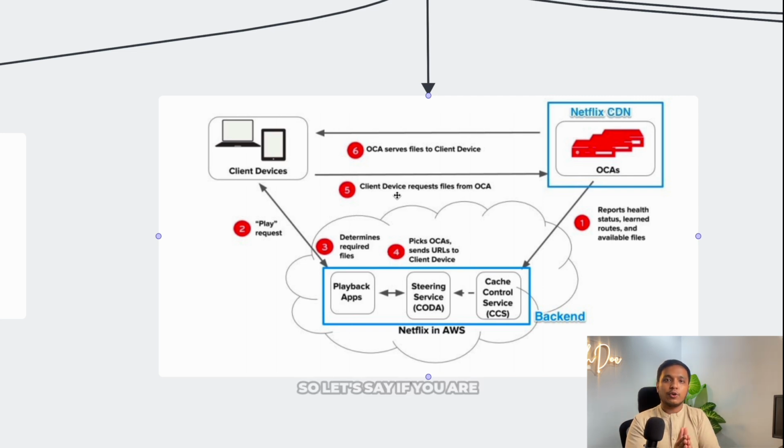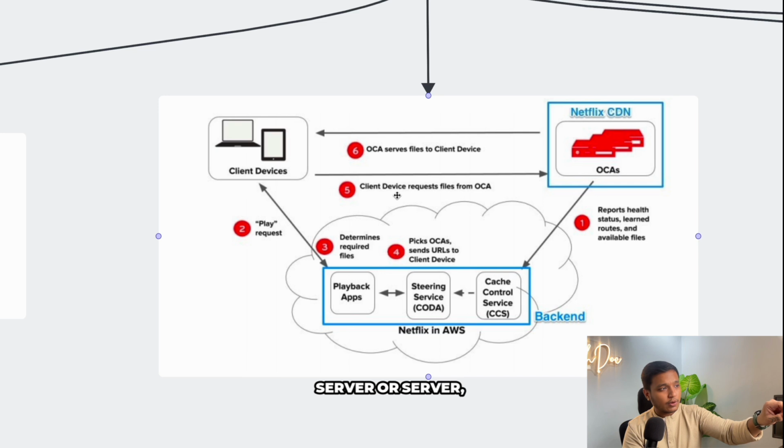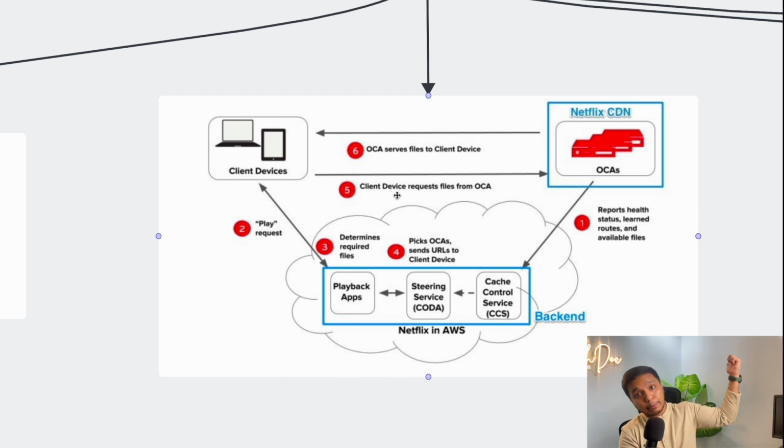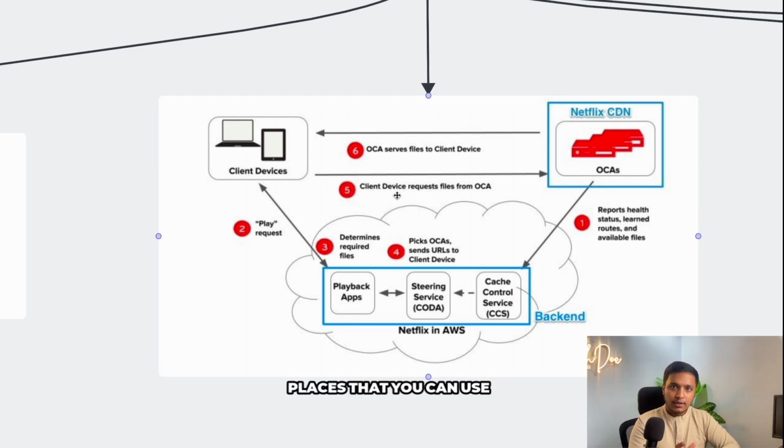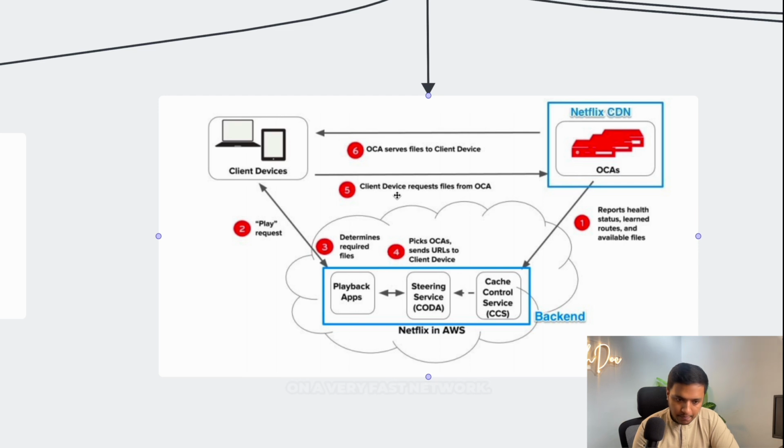So let's say you are sitting in Atlanta, USA. The nearest server to you would be used to play your video, rather than taking it all the way from their main server. So they have these cache locations at different places that you can use to play video directly on a very fast network. So even if your network is slow, you could get the local service.